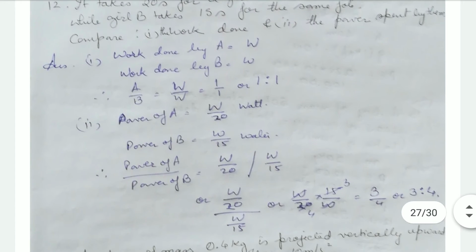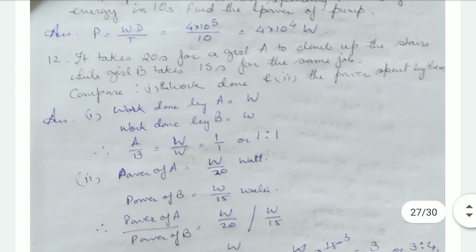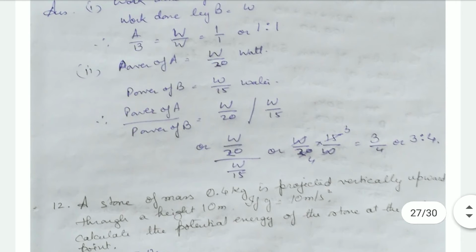Then the power. Okay. Because in the first case, in case of A, the person takes 20 seconds. And for the second case, that is B, the girl takes 15 seconds. So comparing both the powers, work done by time, we get 3:4.